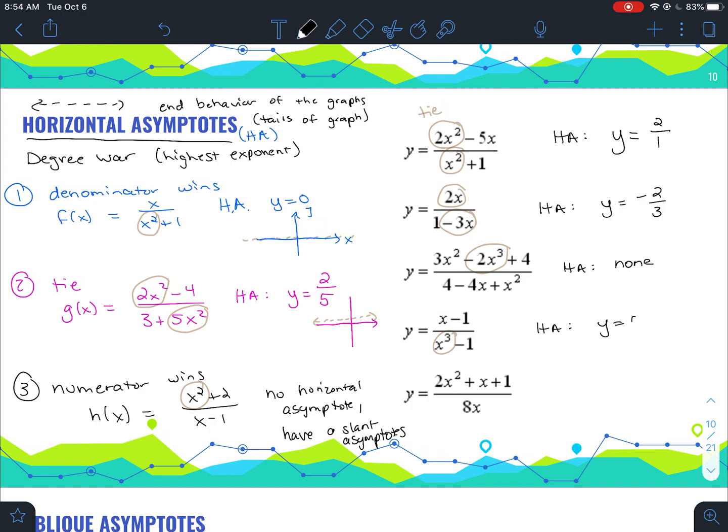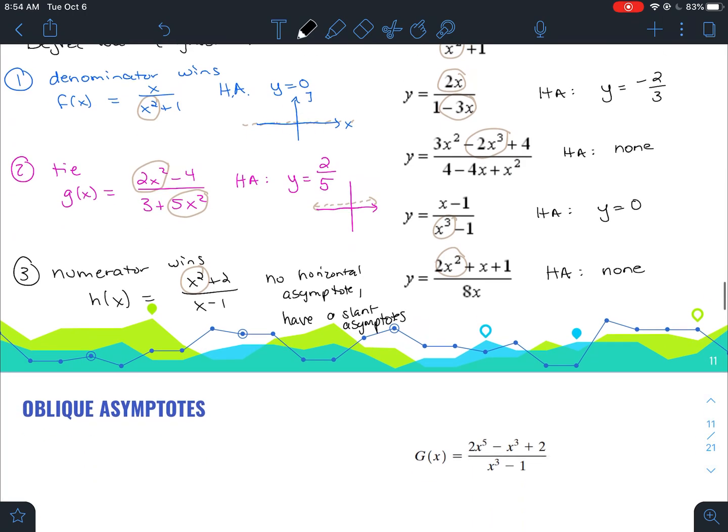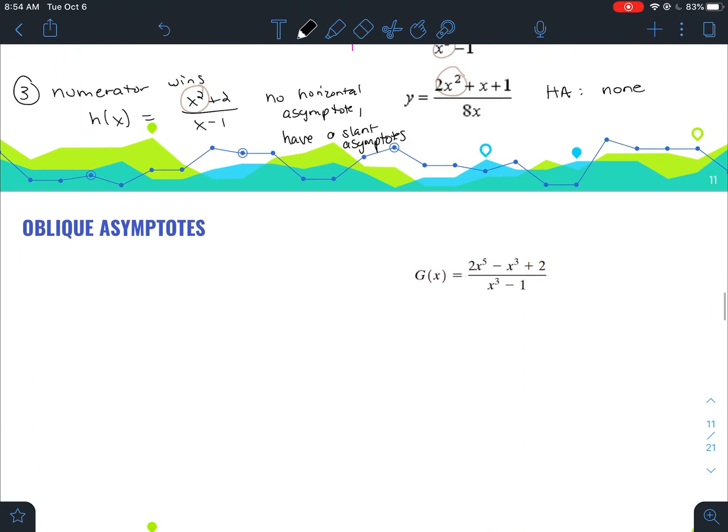On the next one, we have x over x cubed. The denominator wins. When the denominator wins, the horizontal asymptote is at 0. And on the next one, we have 2x squared over 8x, so the numerator wins again. When the numerator wins, there are no horizontal asymptotes. There would be none. So we've talked about vertical asymptotes, holes, and horizontal asymptotes.